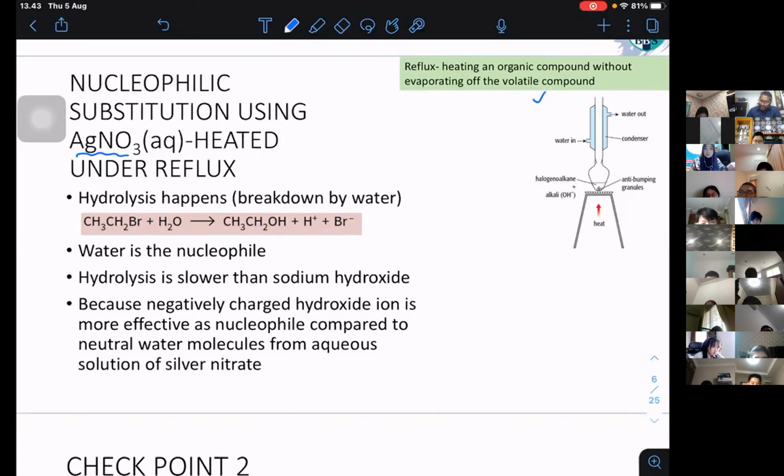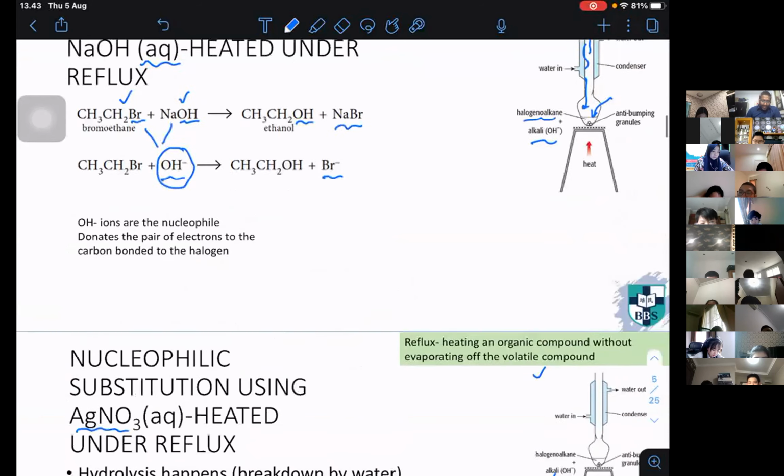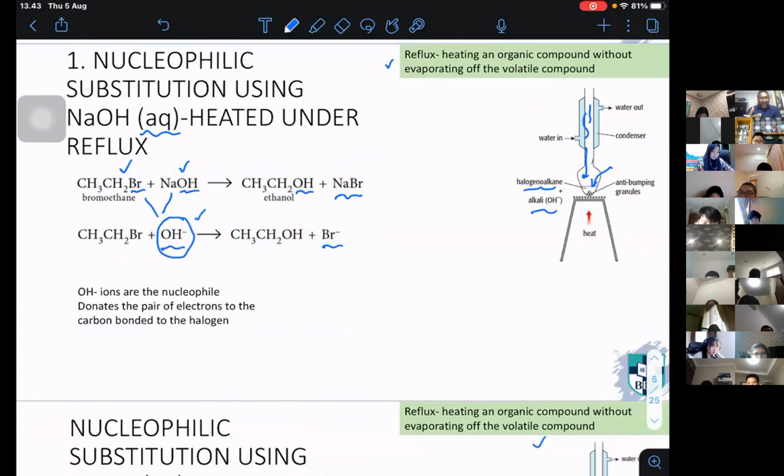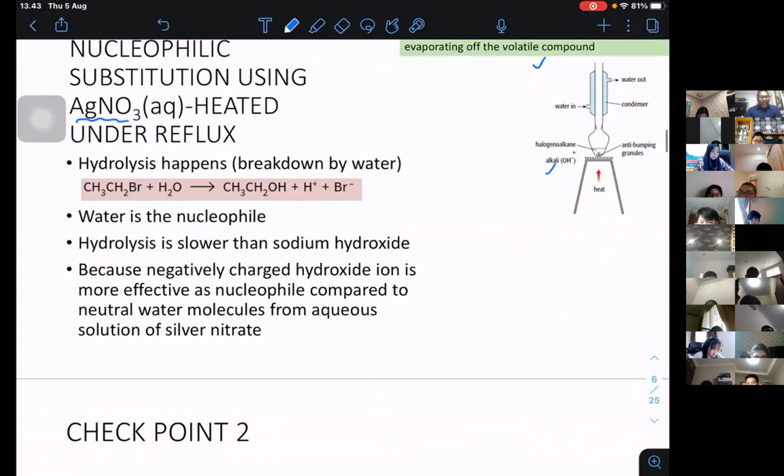Again, under reflux, you can see we are going to use this setup of apparatus. The only difference is that OH minus is the nucleophile in the beginning, but now it is not going to react with Ag plus or NO3 minus. It will react with the water in the aqueous solution itself, where water is going to become the nucleophile. Why is water a nucleophile? You should know: water has two lone pairs. That's the reason why water is a nucleophile, and it is neutral.